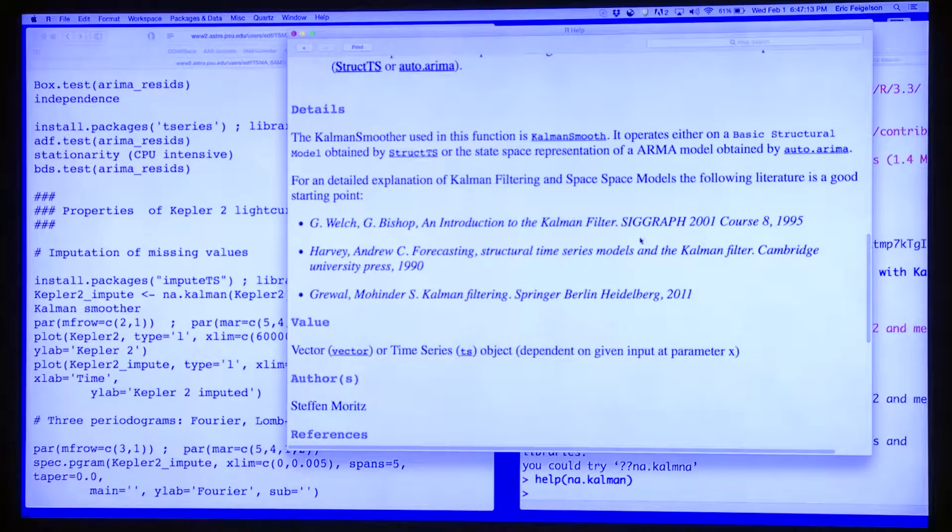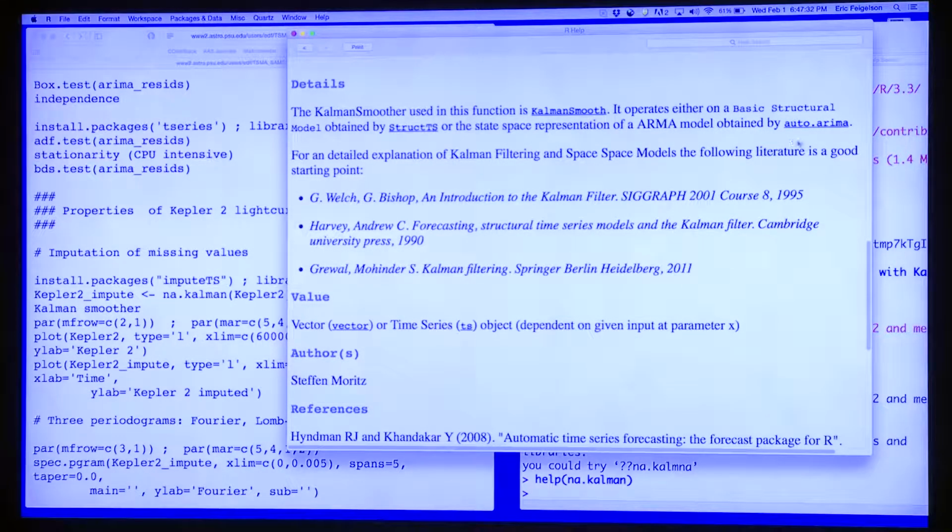And so if I really want to read this, I should read a SIGGRAPH course from '95 and a book on forecasting from 1990 and a book from 2011 on Kalman filtering. And those books are just a good starting point. You understand? The guy just gave me 3 graduate textbooks to start learning what this code is doing.